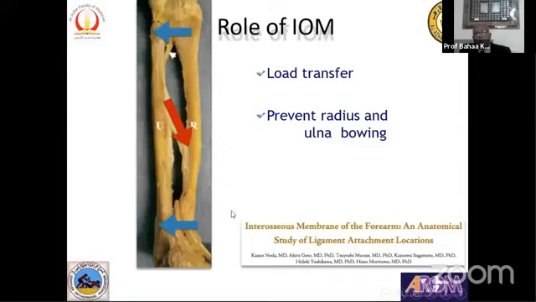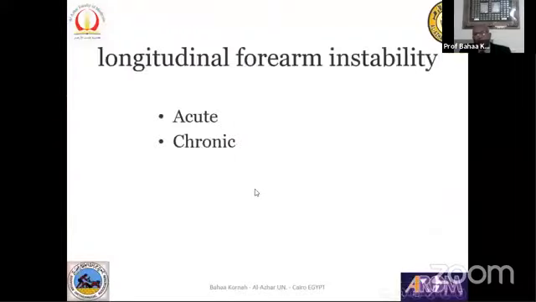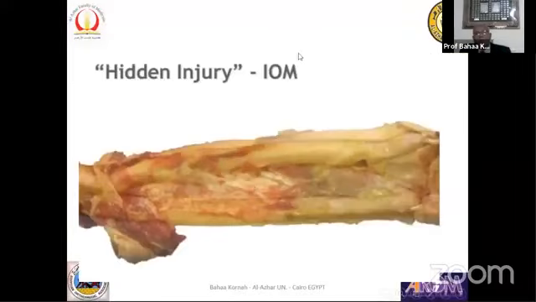This is published by Noda, a study of the interosseous membrane of the forearm anatomy. The forearm interosseous membrane contributes 70% of forearm stability, and can be injured in association with elbow fractures. Always remember that the interosseous membrane is a hidden injury. We are always looking for the bony injury and we forget about the soft tissues.